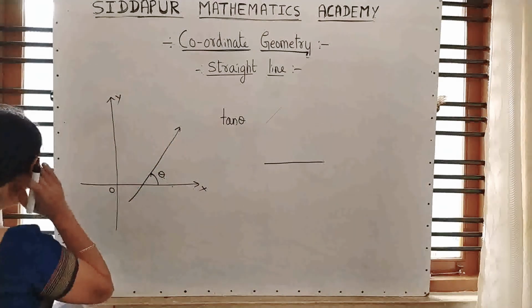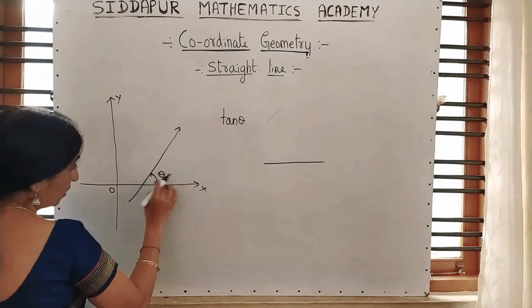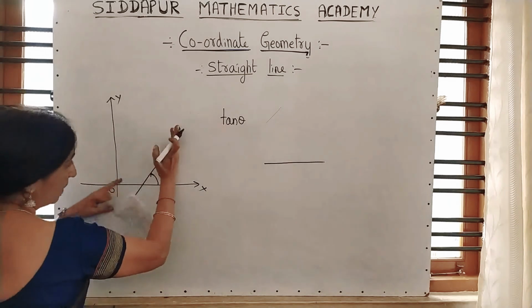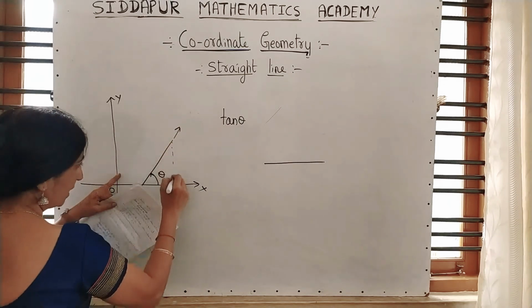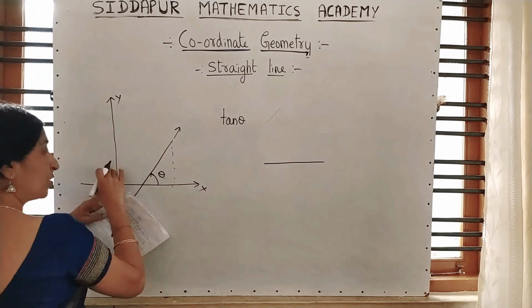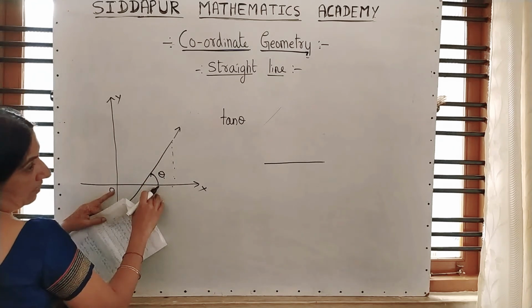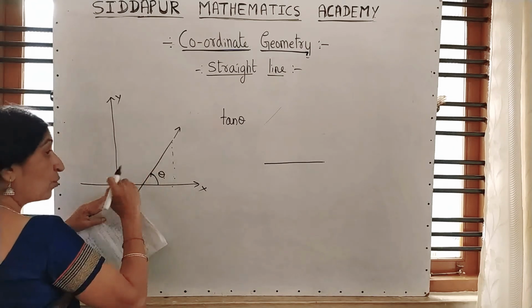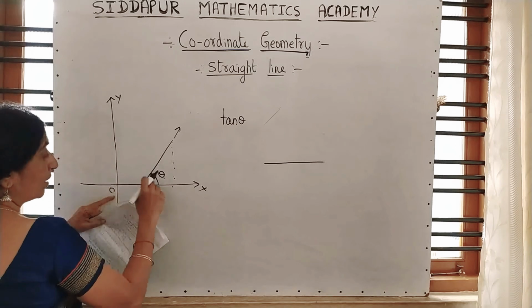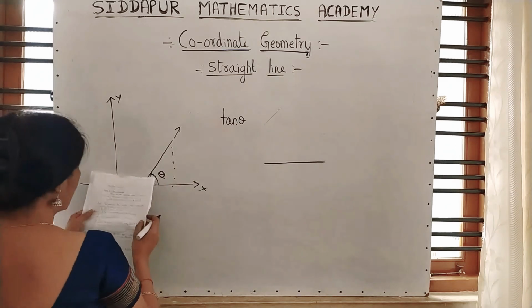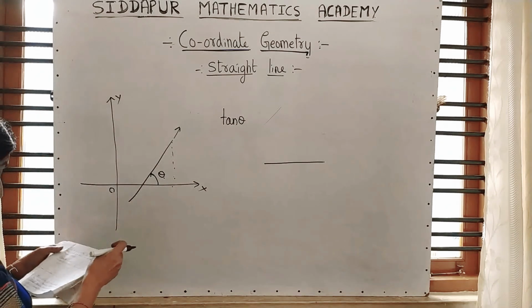So why are we using tan? Tan is nothing but opposite upon adjacent. Opposite means this line. There is no line, just guess this line. It is parallel to the y-axis and this is the x-axis. It is combining both x and y-axis. So tan theta is called slope or gradient of a straight line.